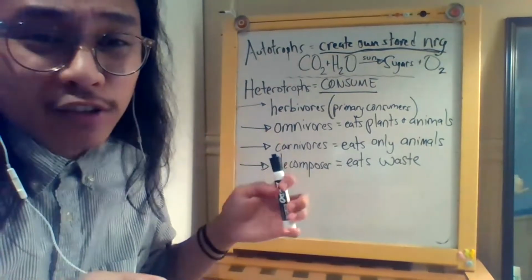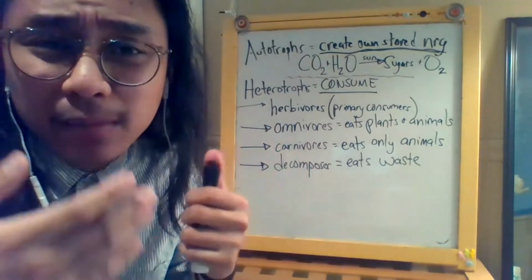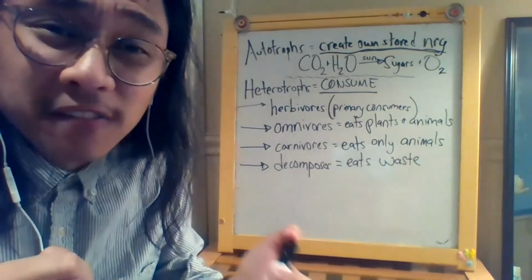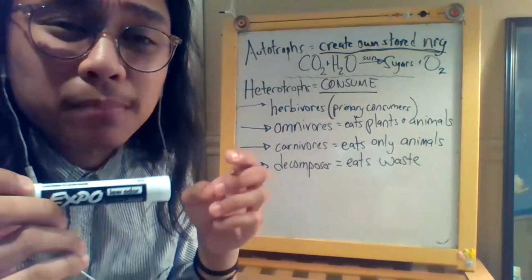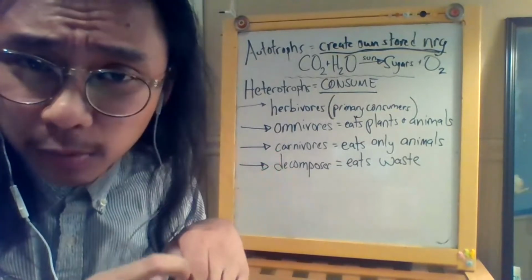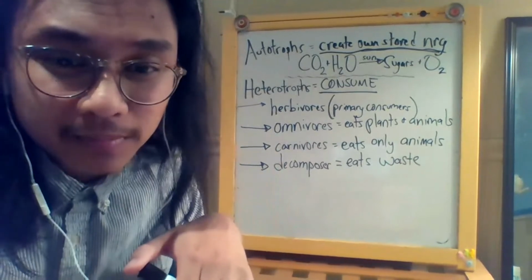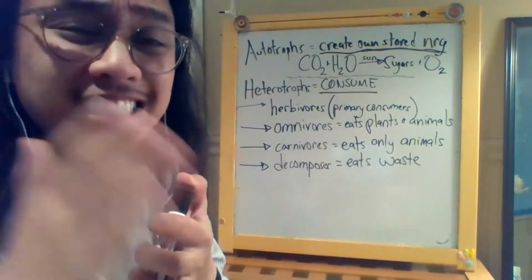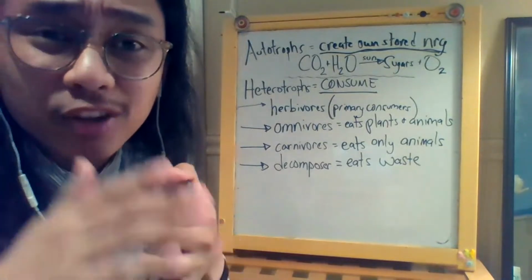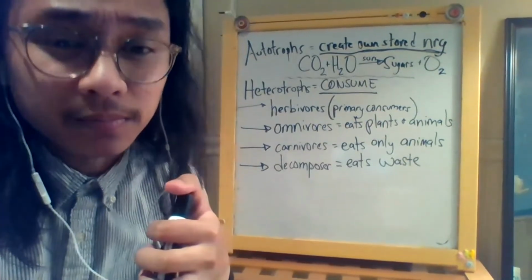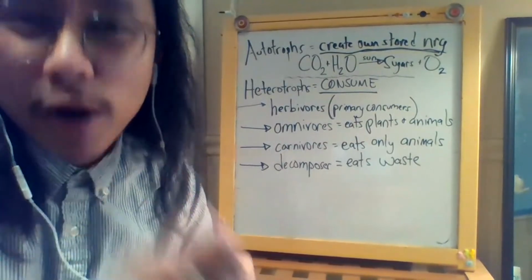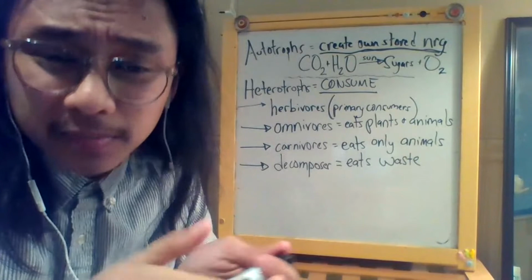The first type of heterotroph is an herbivore. They only eat plants, such as cows and rabbits. The second type of heterotroph is an omnivore, those who eat plants and also animals, both of them, just like humans. Another heterotroph is the carnivore, those who only specifically eat meat because of their diet and digestive system. Lastly, we have our friendly decomposers, who consume waste, so dead organisms.